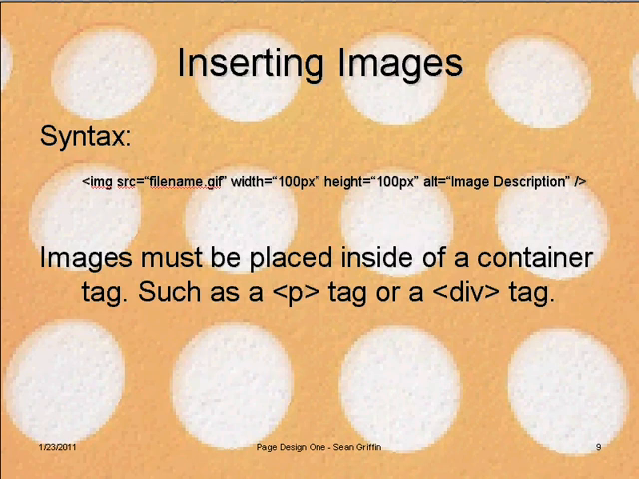Also consider that if for some reason your image breaks or is deleted off of the server, this code will still be in your HTML file, and the image description, the alt tag, will show in place of your actual image that can't be found. I want you to also please note that images must be placed inside of a container tag such as a p tag or a div tag. I know we haven't learned about divs yet, but it's just another type of container.